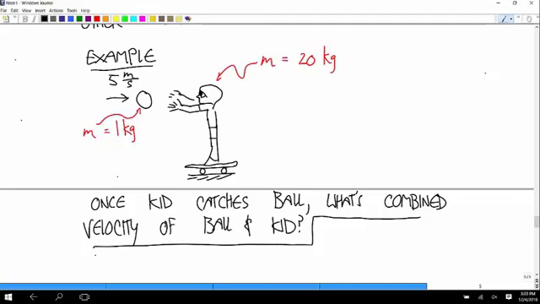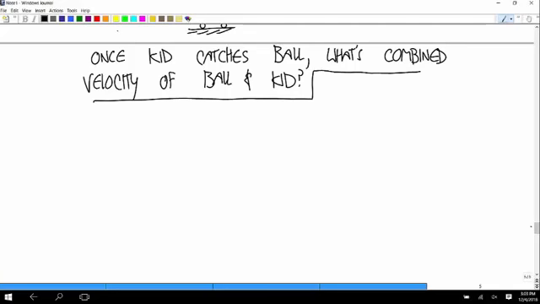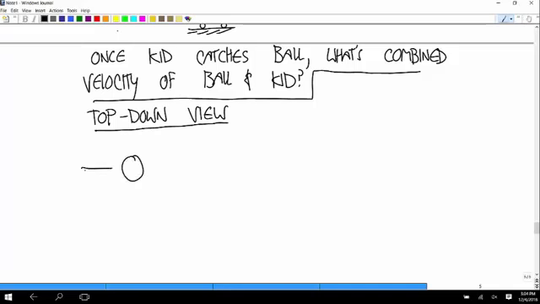Okay, well, the first thing we have to do is choose a view where there's no net force acting. The view that I've drawn here, there's a weight acting on the ball that isn't counteracted by any normal force. So it's always a safe bet to take a top-down view. So that's what I'm going to do. Here's the ball coming in at 5 meters per second. Here's the kid from above. And I'll use a coordinate system like this.